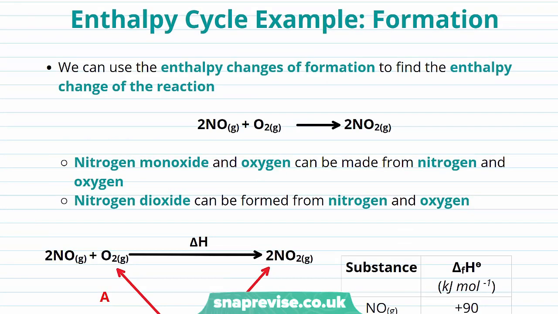So let's take a look together at an example of an enthalpy cycle using the enthalpy change of formation. Well, we can use the enthalpy changes of formation to find the enthalpy change of reaction. We're going to look at the reaction of nitrogen monoxide and oxygen gas to form nitrogen dioxide. Now, both nitrogen monoxide and oxygen, our reagents, can be made from nitrogen and oxygen. Nitrogen dioxide, our product, can also be formed from nitrogen and oxygen, the same elements.